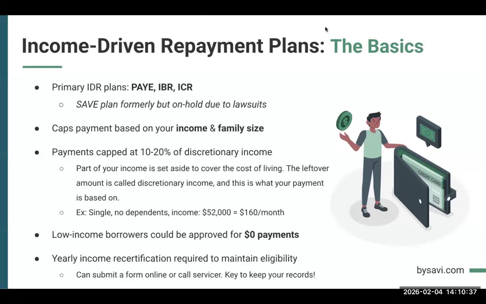So the reason why they're called IDR plans is because they're primarily based on your income. So what that means is if you have a relatively higher income, your monthly payment will be higher. And then if you have a relatively lower income, your monthly payment will be lower. It's not just based on income. They do take into account family size as well.